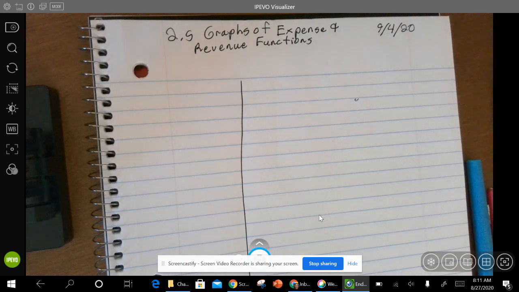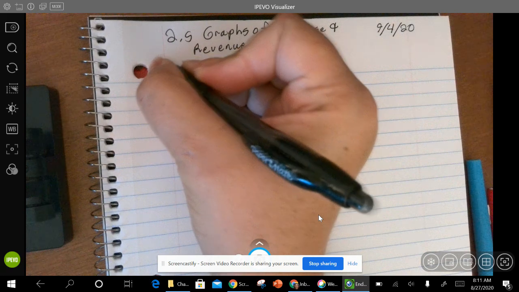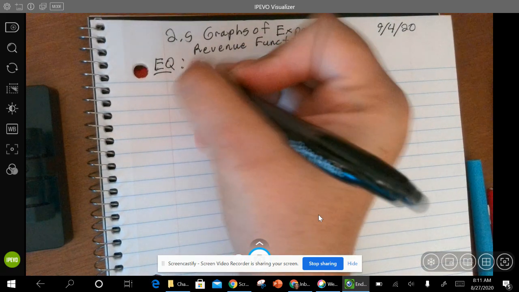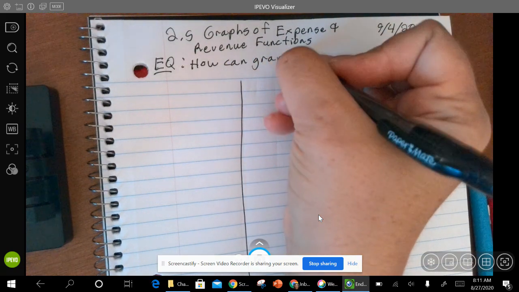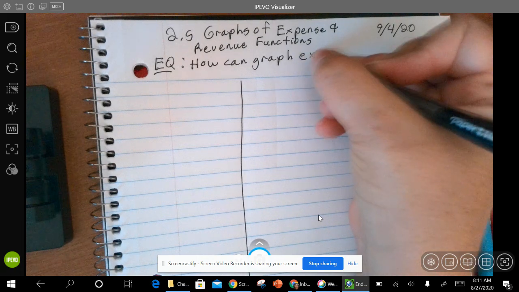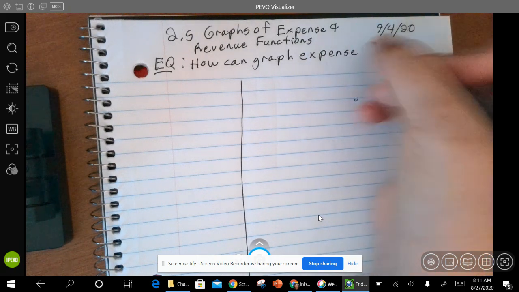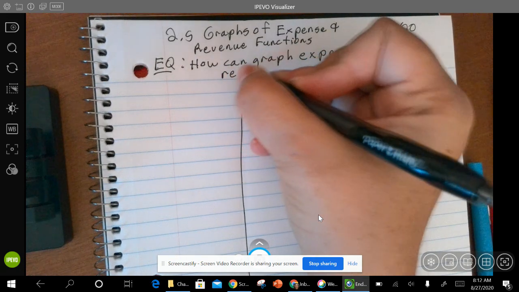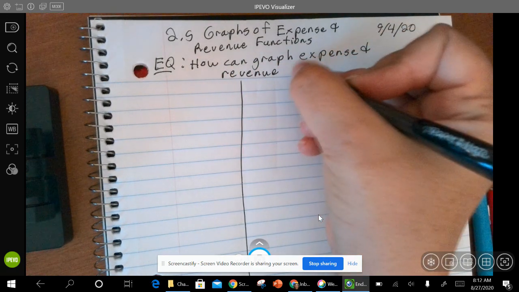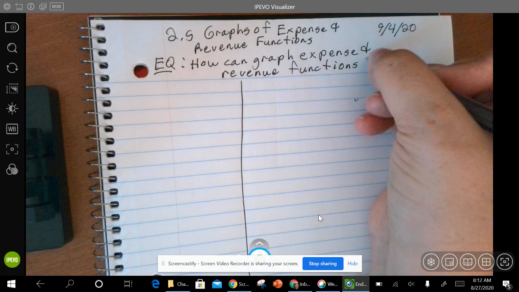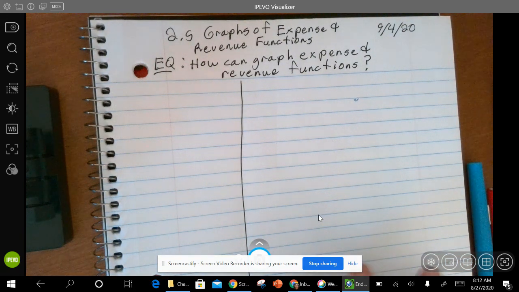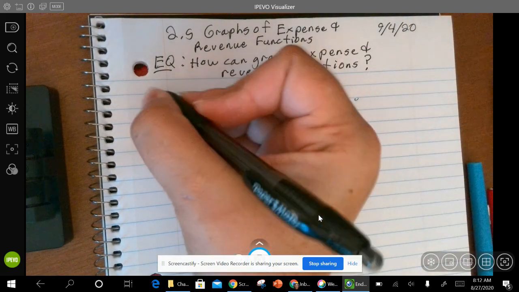Good morning. So we are going to work on 2.5, graphs of expense and revenue functions. Our essential question for this one is how can you graph expense and revenue functions? And also what do those graphs tell us about the expense, revenue, the maximum revenue, and our break-even points, where the revenue is equal to expense.